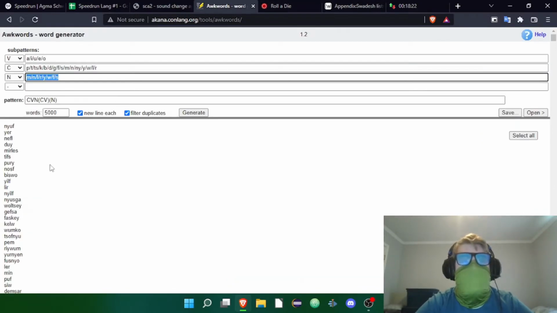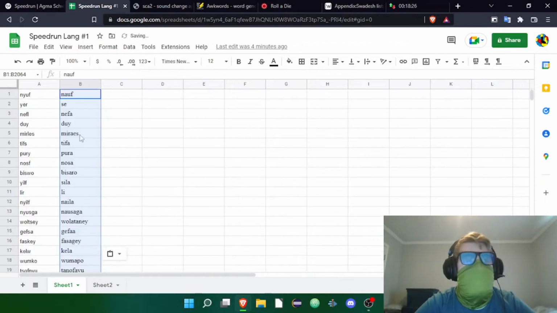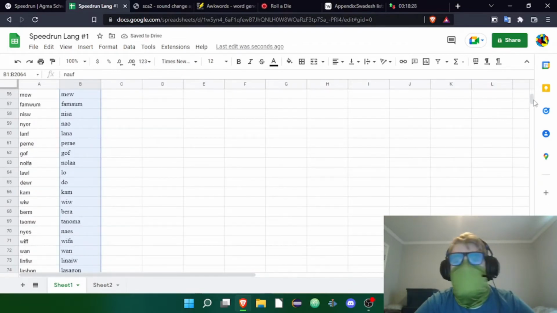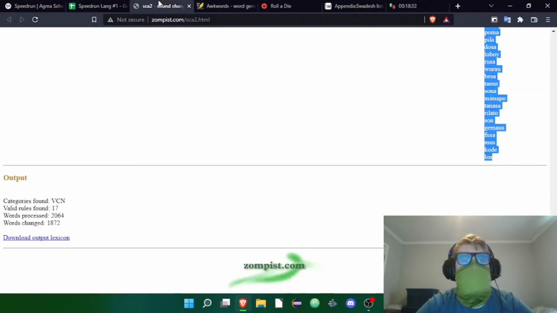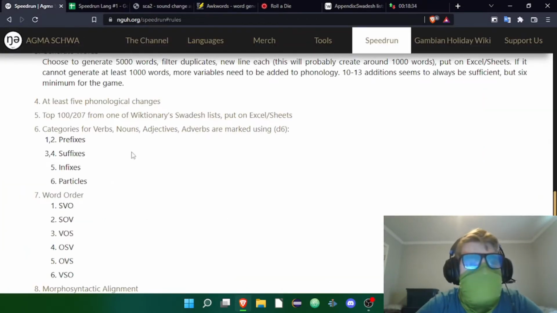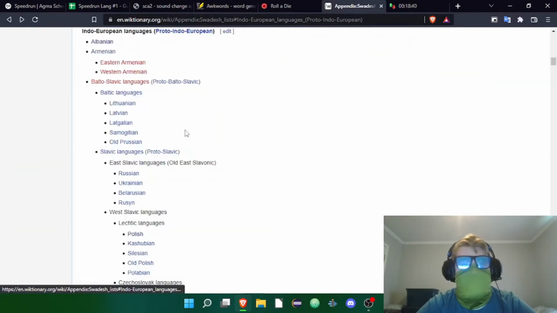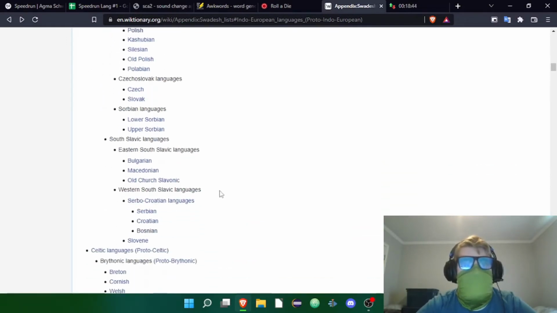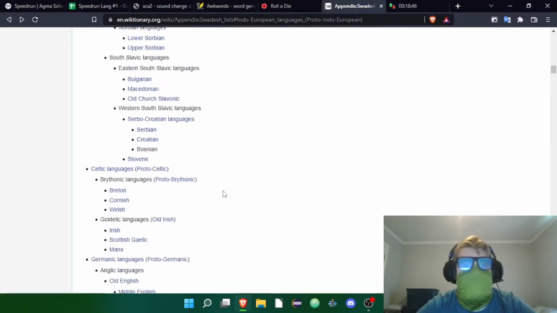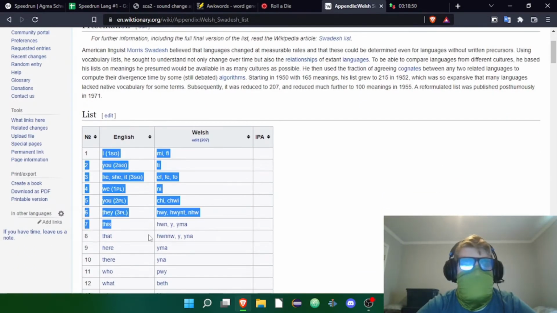Let's put these... Alright, got them all correctly. So now we can go to the next step. We need a Swadesh list. Let's use an Indo-European one. Let's use the Welsh list. I love Welsh.